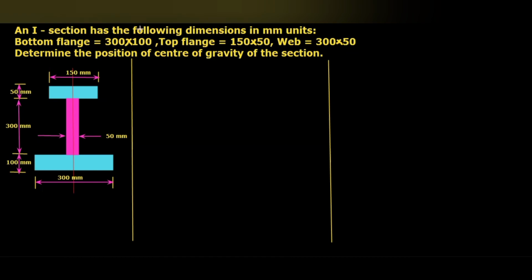So, based upon the given data, I have drawn the I section diagram. This diagram is not given in the question. Based upon the data, we have to draw it. Here, this I section consists of three rectangles: the top flange, the web, and then the bottom flange.